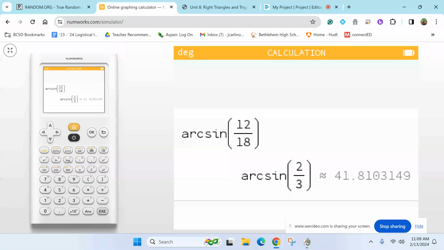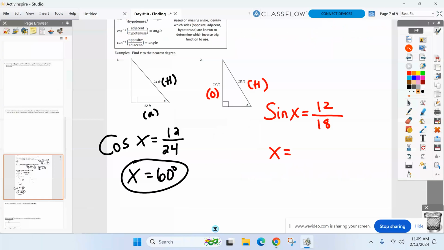All your calculator's doing is copying this with the reduced fraction. This is what we want, all right? So we can round to the nearest degree, 42. So 42 degrees. So that's how we're going to find an angle. You tell the calculator the ratio instead of telling it the angle like we've been doing.